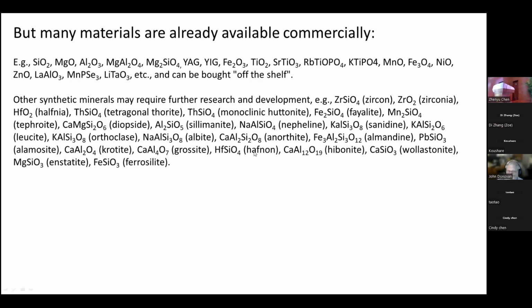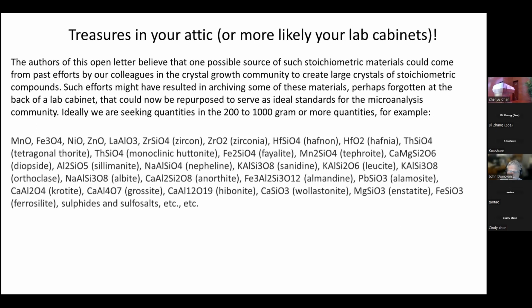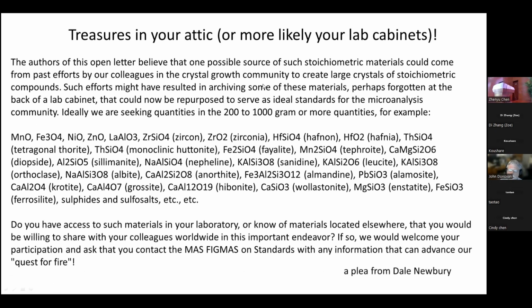Maybe these are some materials that are already sitting in a cabinet somewhere in your lab. This is an appeal by Dale Newberry from NIST saying, look around, talk to your colleagues, ask people who are crystal growers, find out what they might have, and let us know. If we can find even 200 grams of some of these materials, this would be a game changer for the microanalysis field. What we have currently today is like a pre-metric system. We do not have the same standard in every lab. It's really quite a bad situation.